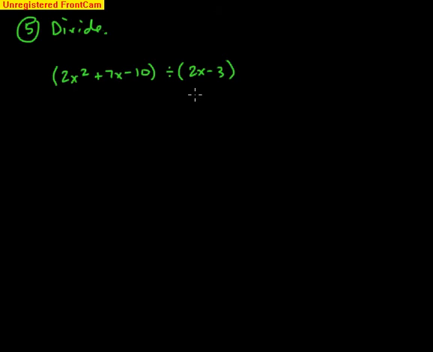Okay, here is our next problem. We're going to do a division problem. So here's our polynomials that we are going to divide: 2x squared plus 7x minus 10 divided by 2x minus 3. First thing you have to do is set up your problem. The 2x minus 3 is what you're dividing by. It goes on the outside. And inside of my division box, I'm going to put 2x squared plus 7x minus 10.